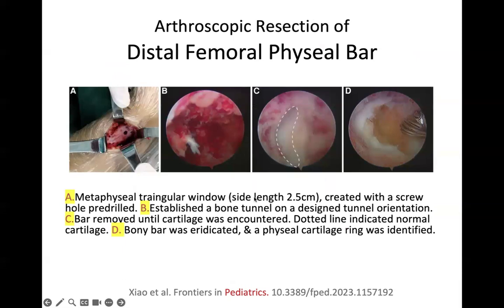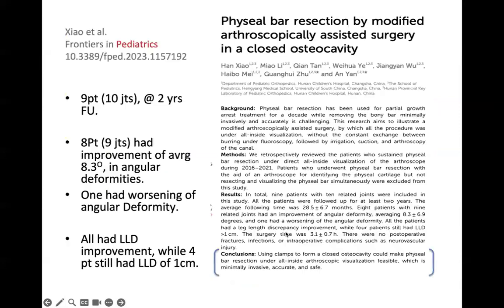The metaphyseal triangular window was created on the K-wire with the pre-drilled screw. Then a tunnel was established from here to the designated tunnel orientation. Then the bar is removed until the cartilage is seen or encountered, and this dotted line indicates the cartilage surfaces, which are seen easily. The bony bar was then irrigated and a physeal cartilage ring was placed.